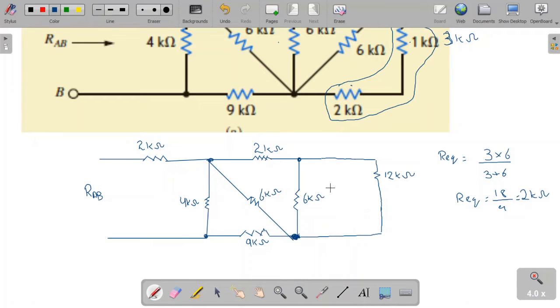Again, if we have a look, this 6 kilo ohm and 12 kilo ohm resistors are in parallel. Why? On one side both are connected to this node, and on the other side both are connected to this node. So these two are in parallel.